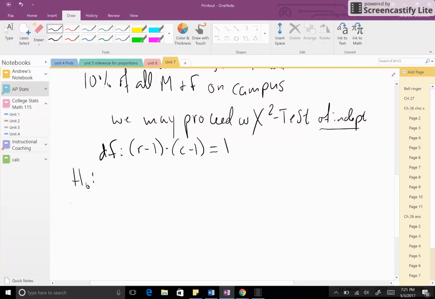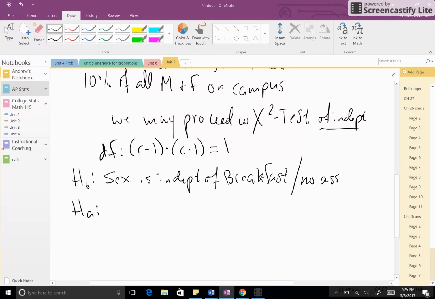Let me start with the null hypothesis. The null hypothesis when we have a test of independence is that there is no association, or that the data is independent. So sex is independent of breakfast. If they're independent, that also means no association. Likewise, the alternative would be that they're not independent.